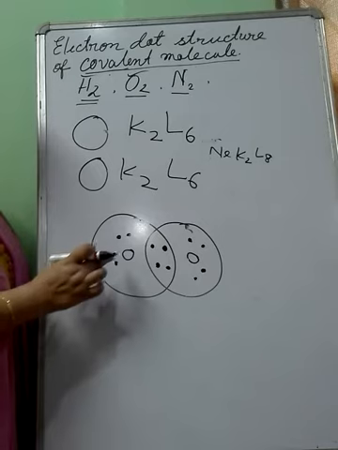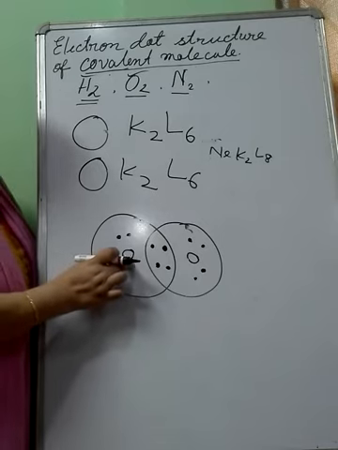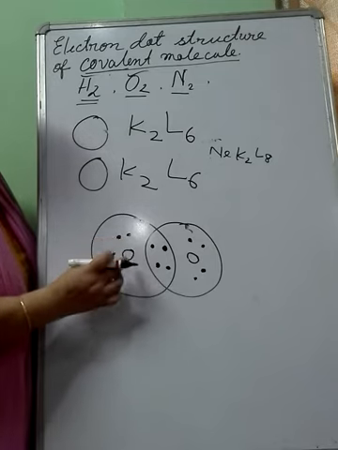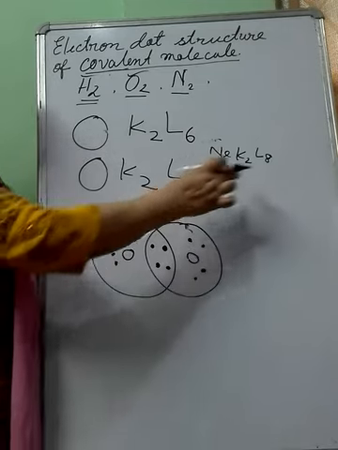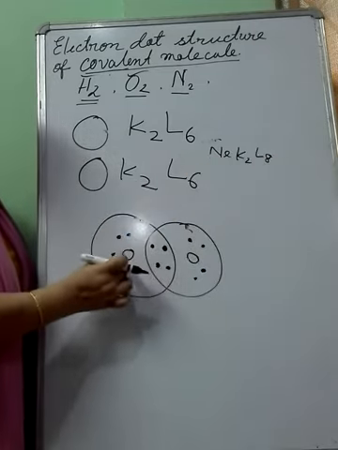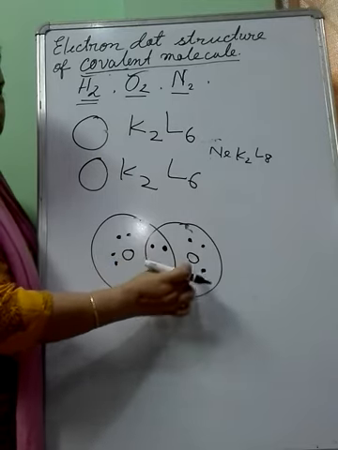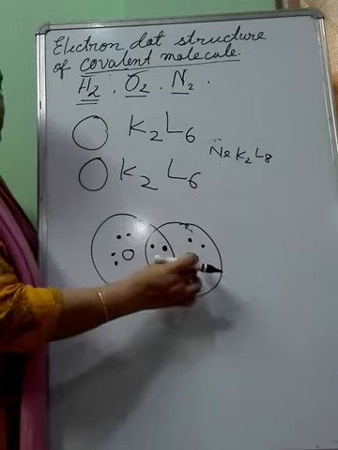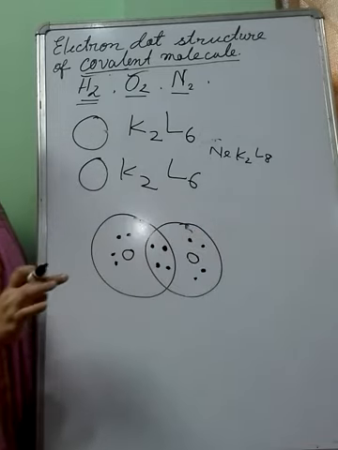Now count the electron for this oxygen. These 2 pair, 1, 2, 3, 4, 5, 6, 7, 8. So oxygen is getting the nearest inert gas configuration, 8. 8 is there, and then again for this oxygen, how many electron? 1, 2, 3, 4, 5, 6, 7, 8. So this oxygen also is getting the nearest inert gas configuration.